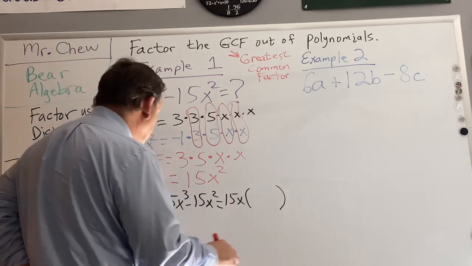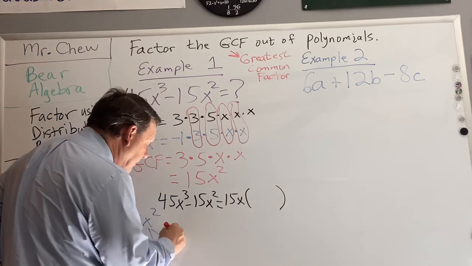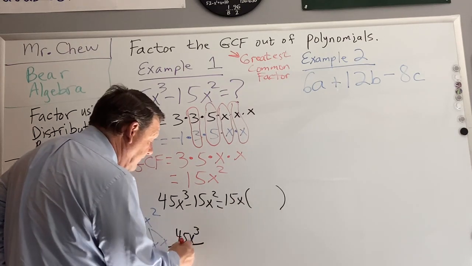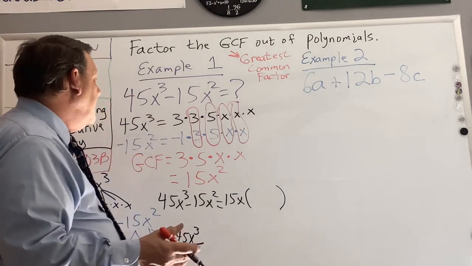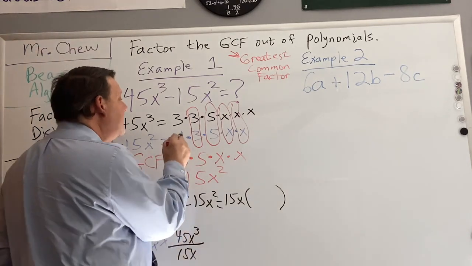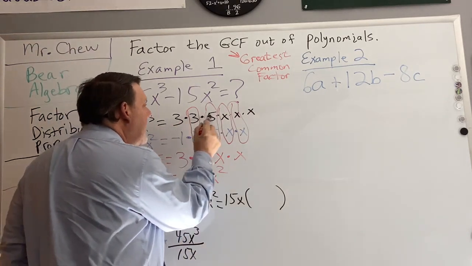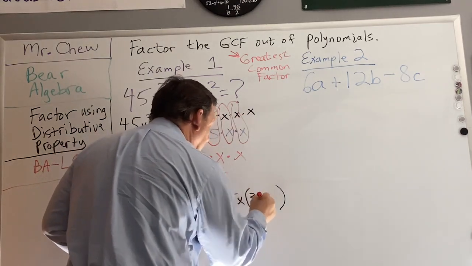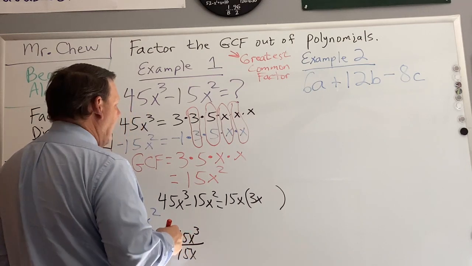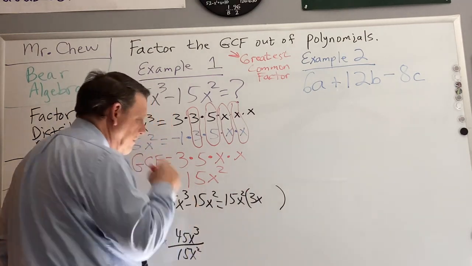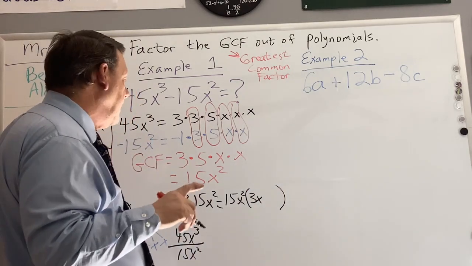So there's 2 ways you can do it. I can take my 45x cubed and actually divide it by 15x squared. That's one way to do it. But there's an easier way. What did we not circle? 3 times x. 3x. And that's supposed to be 15x squared. Sorry. That's how I saw I made a mistake.